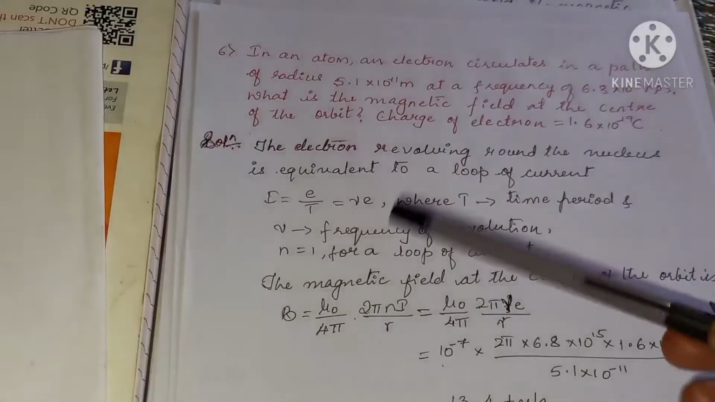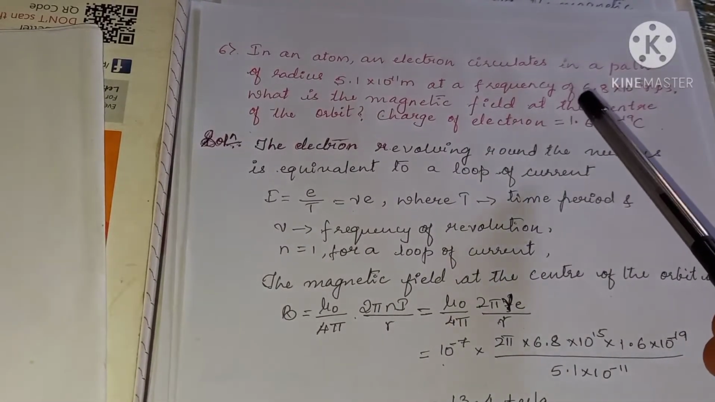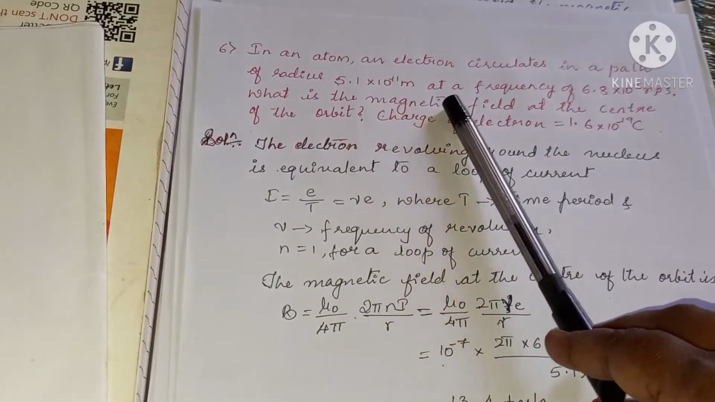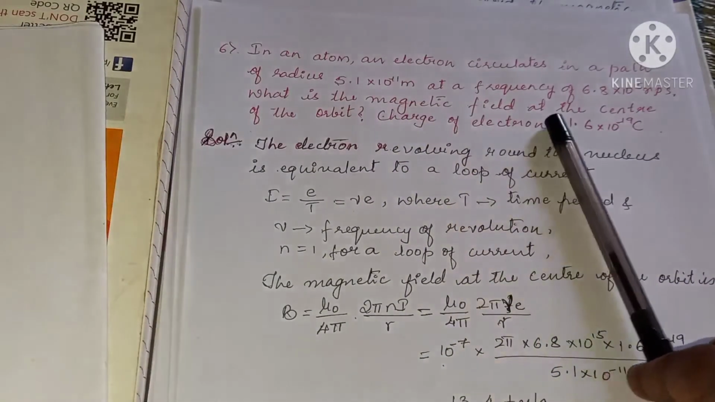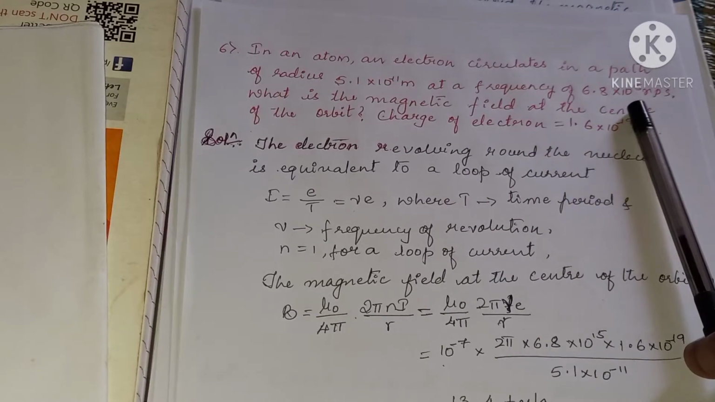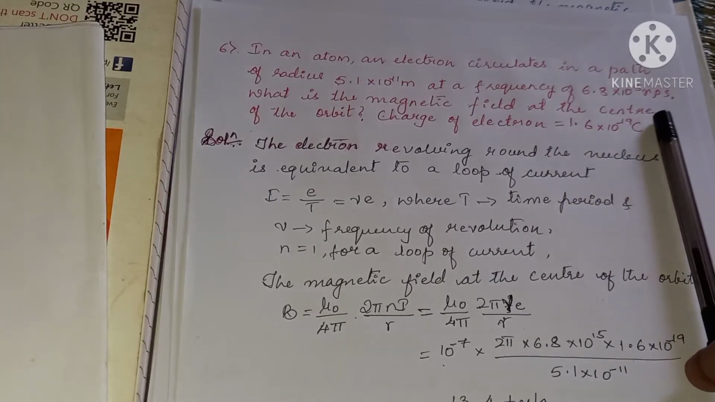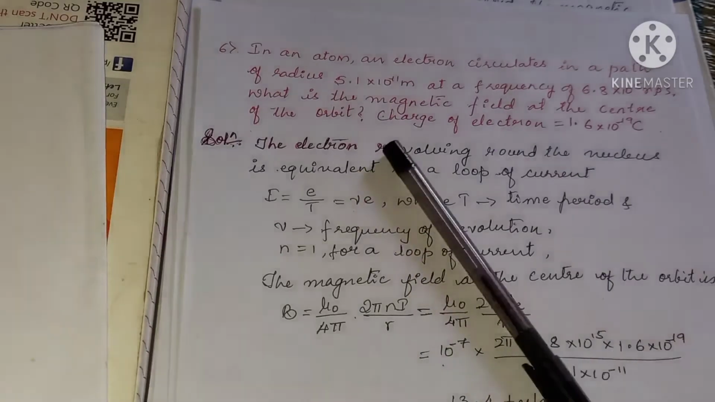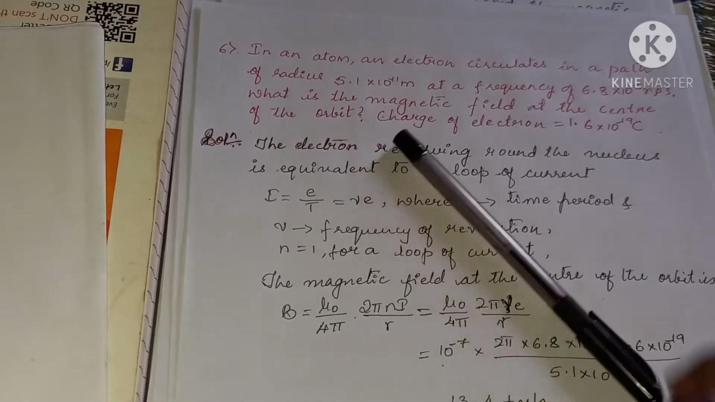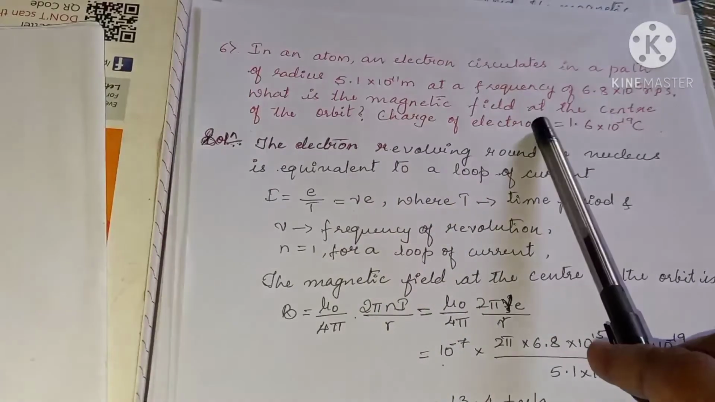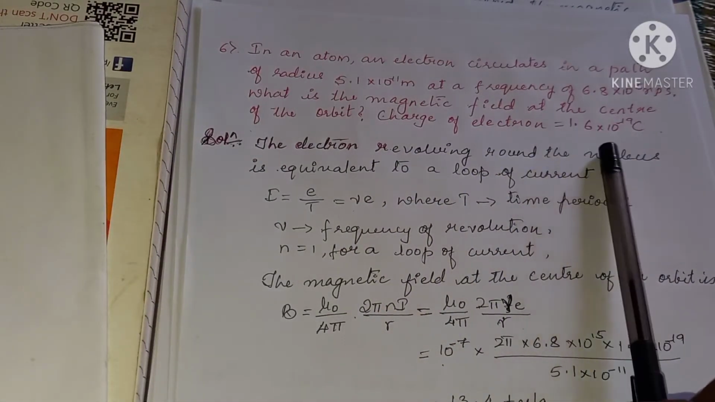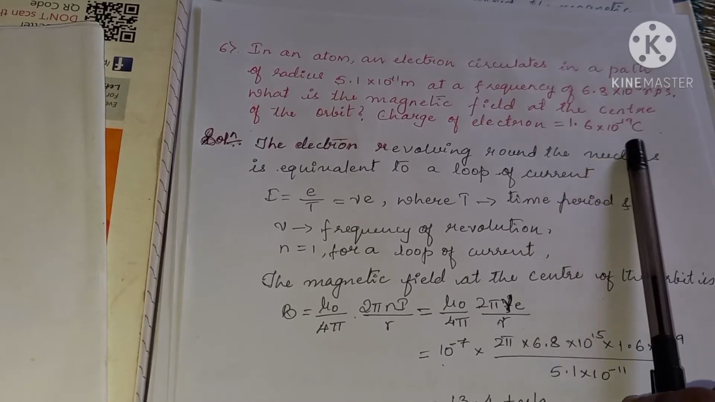In an atom, an electron circulates in a path of radius 5.1 × 10^-11 meter at a frequency of 6.8 × 10^15 RPS. RPS is revolutions per second. What is the magnetic field at the center of the orbit? The charge of the electron is 1.6 × 10^-19 coulomb.